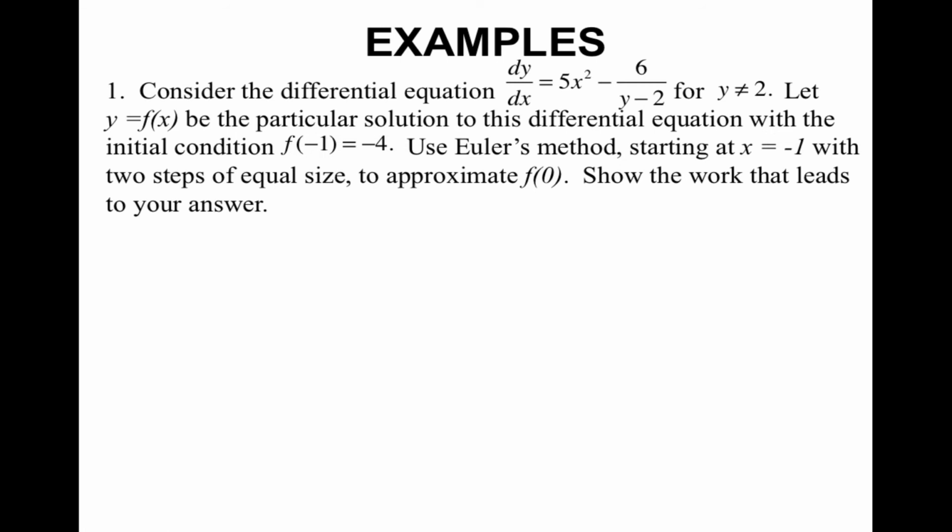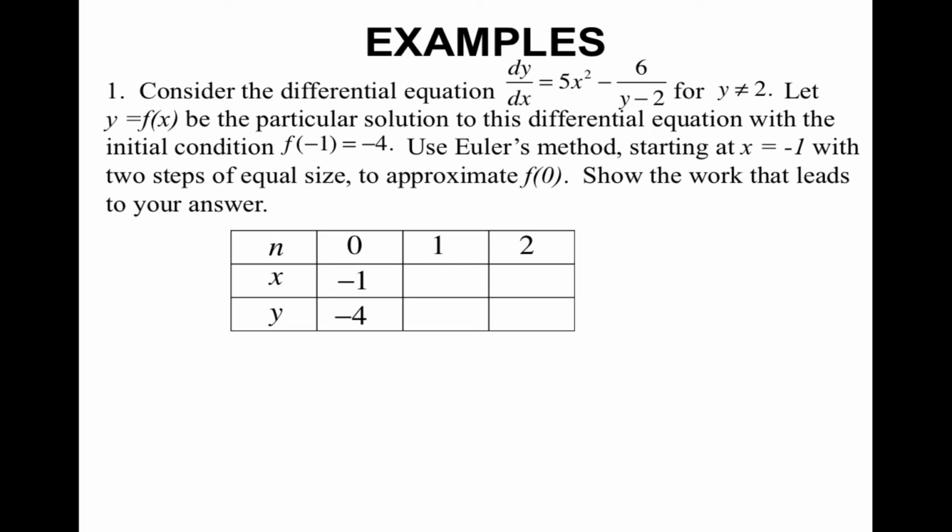All right, let's look at this differential equation. dy dx equals (5x squared minus 6) over (y minus 2), where y cannot equal 2. And we're going to let y equals f of x be the particular solution to this differential equation with the initial condition f of -1 equals -4. And we're going to use Euler's method starting at x equals -1 with 2 step sizes of equal size to approximate f of 0. So show the work that leads to your answer.